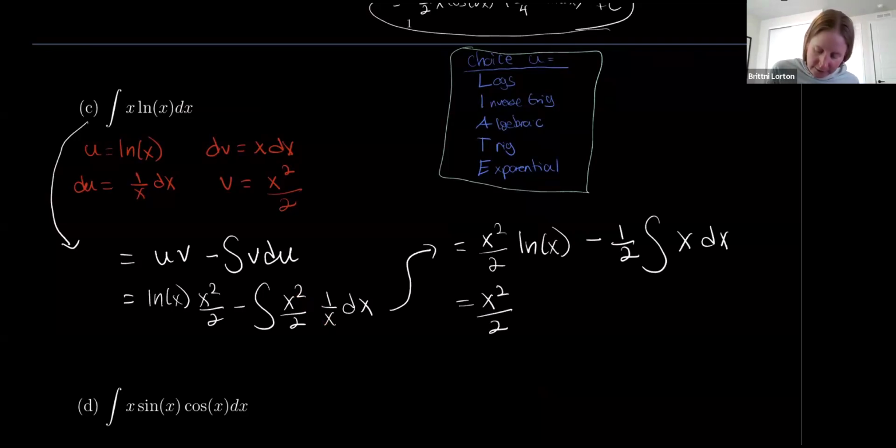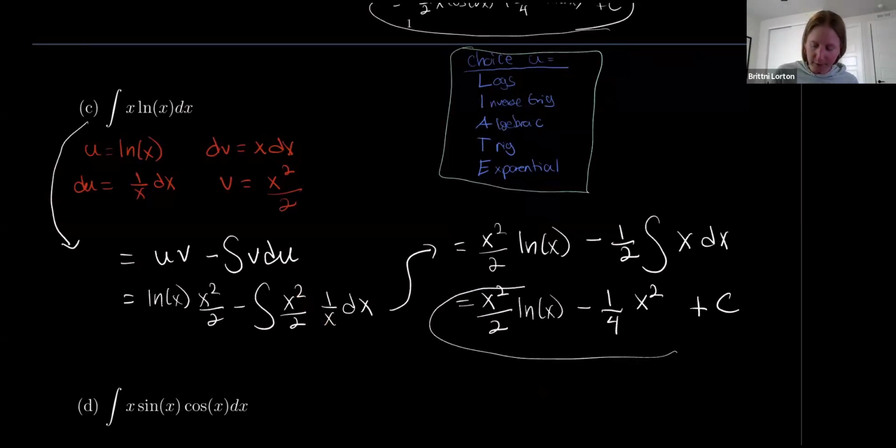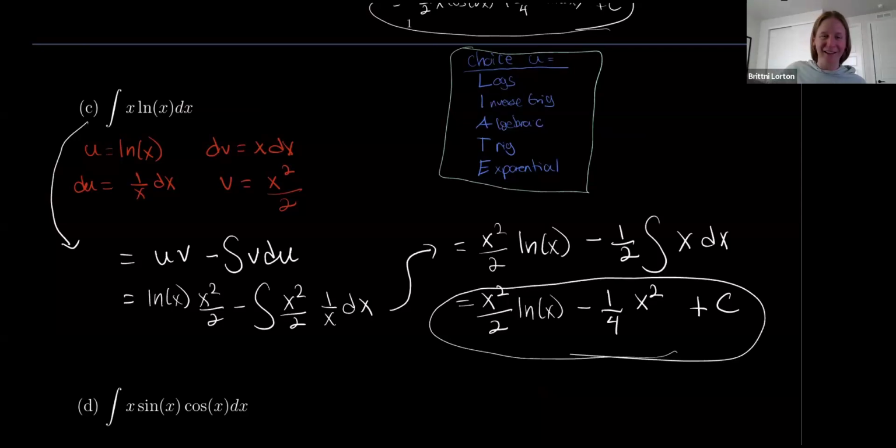So my answer was x squared over 2 times ln of x minus 1/2. And the integral of x is x squared over 2. So then, of course, that's going to become a 1/4 x squared. Don't forget your plus c. Ta-da! All right. Let's do a little bit more. That's my integration by parts. We just got to keep practicing.